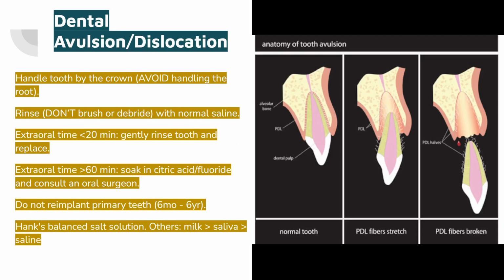Dental avulsions, there's different flavors of this. Essentially, you want to handle the tooth by the crown, not the root, right? So the part that's exposed to food, not the part that's buried in the jaw. Just rinse it, right, and put it back in some type of solution, typically citric acid or fluoride. And for baby teeth, you don't need to reimplant them. If you have Hank's balanced salt solution, that's ideal. Milk can work, as well as saliva and saline.